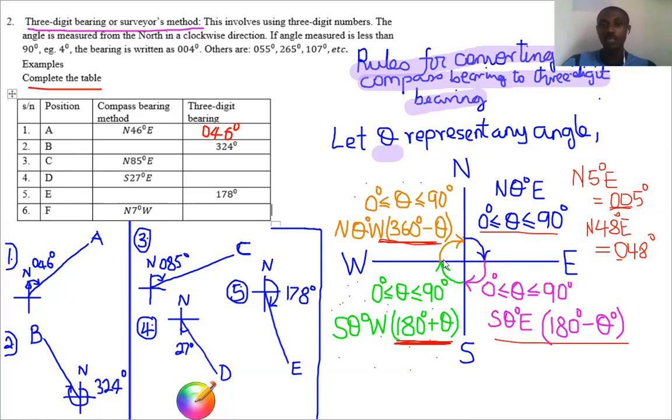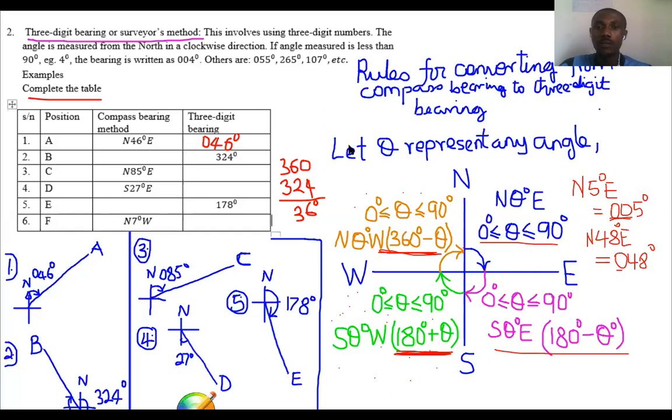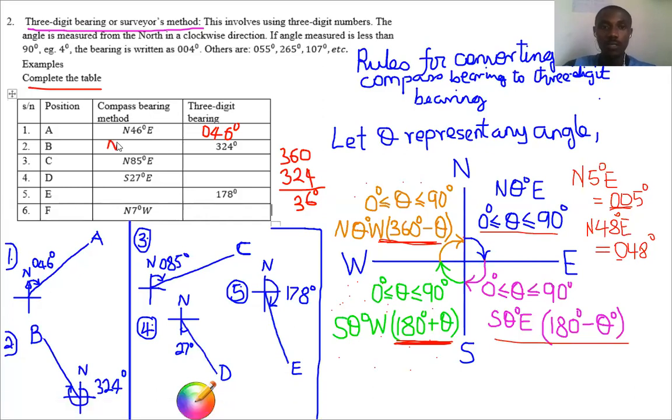The rule is to subtract the given angle from 360. So subtract that given angle from 360, what would that be? This is subtraction. 360 minus 324 gives what? Of course, 36 degrees. I hope you are with me. Since this gives 36 degrees, that means the compass bearing equivalent to the 324 three-digit bearing is nothing but north 36 degrees west. All right, that is making sense.